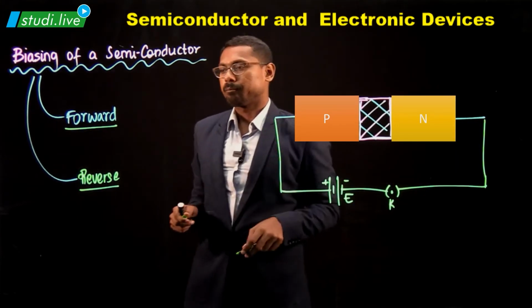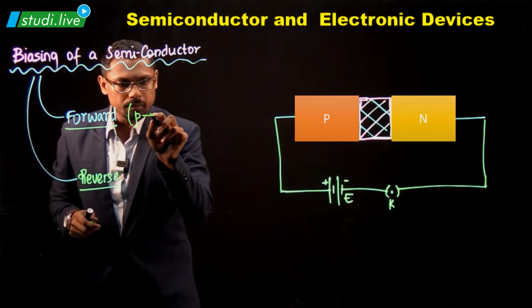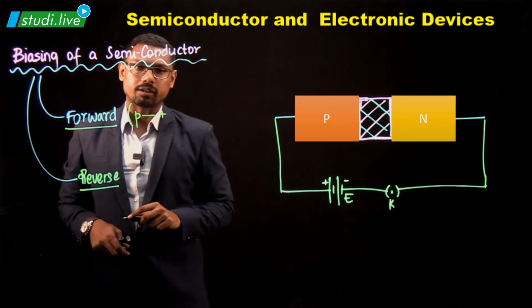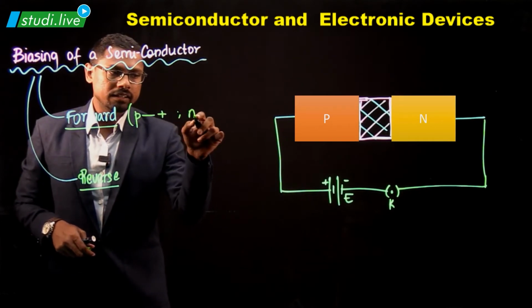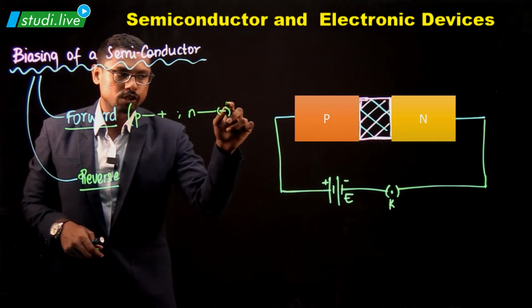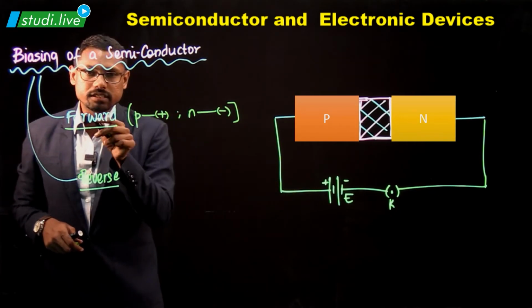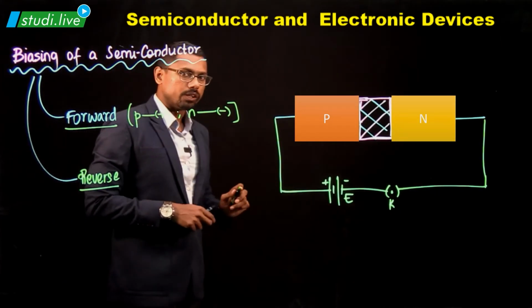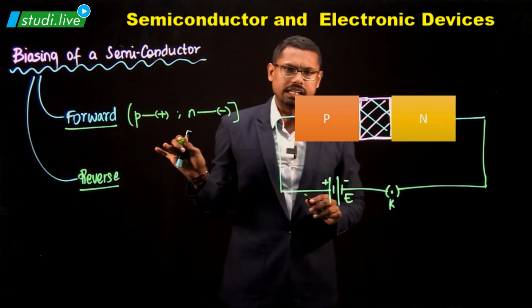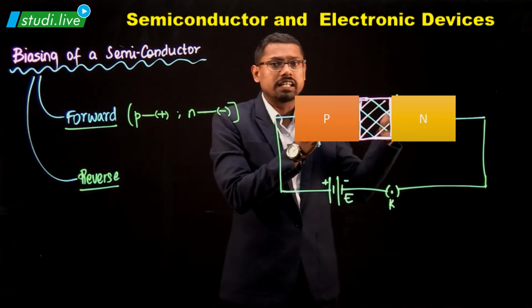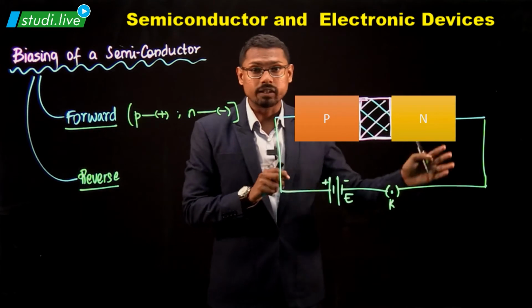When the P is connected to the positive terminal of the battery and N is connected to the negative terminal of the battery, this sort of biasing is called forward biasing. It's just the idea. What is forward biasing? Connecting them P to positive, N to negative.